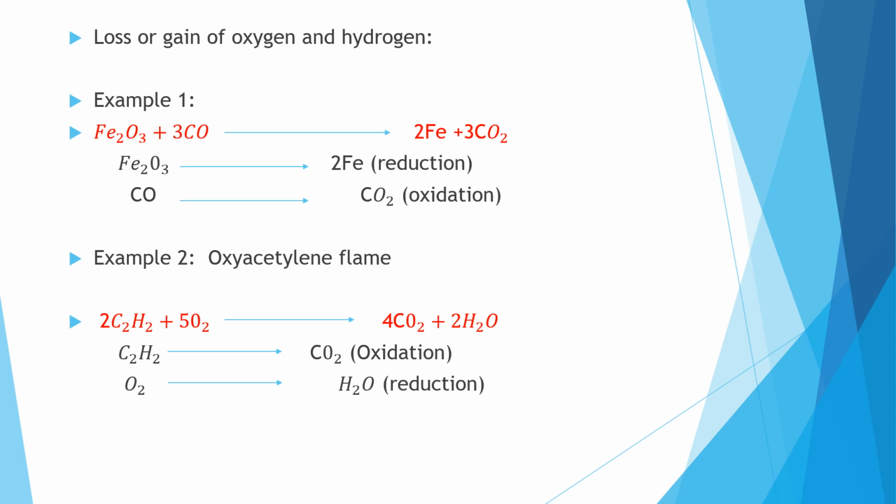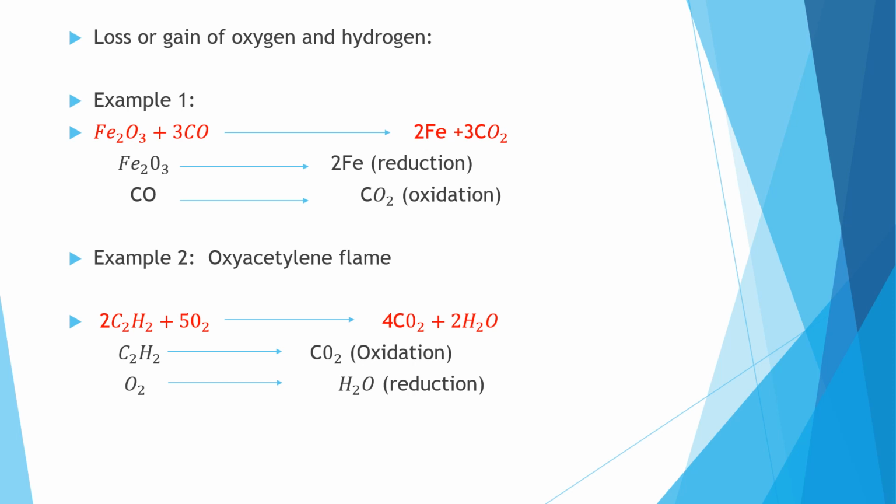Now I'm going to explain oxidation and reduction in terms of loss or gain of oxygen and hydrogen. Example 1. Iron is prepared from its ore, hematite. Its formula is Fe2O3. It reacts with carbon monoxide and gives iron and carbon dioxide.